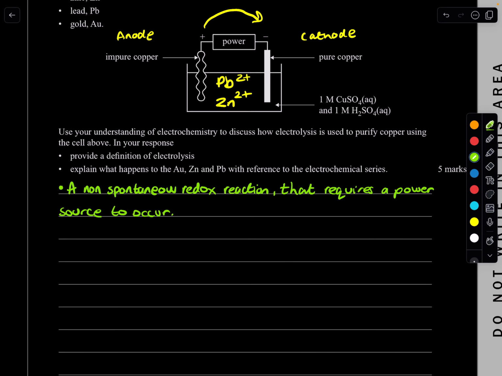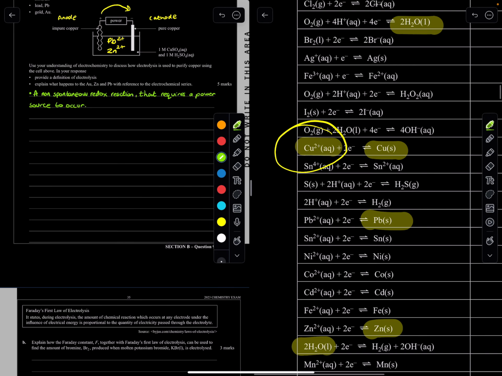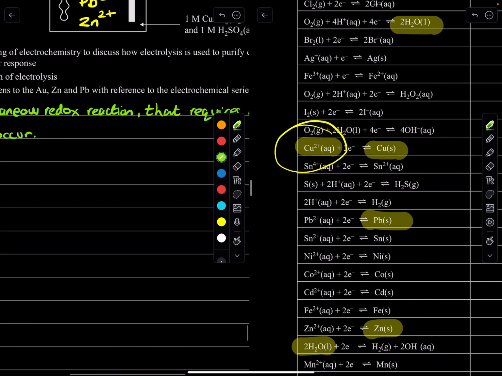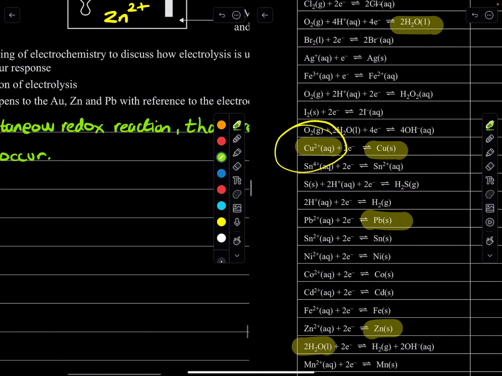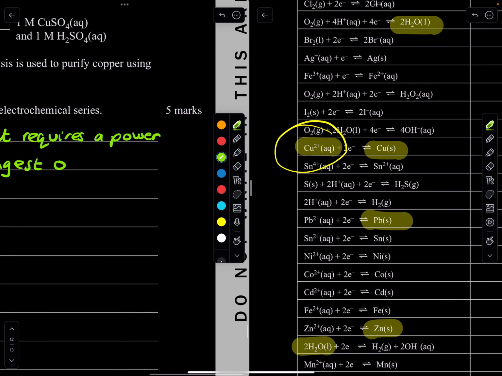Next one, it's just basically writing the equations that we've learned. So what was the strongest first? It was the strongest oxidizing agent, the first Cu2 plus. So Cu2 plus is the strongest oxidizing agent.